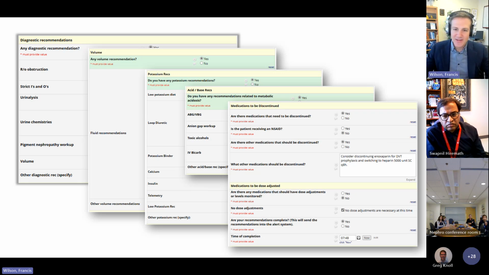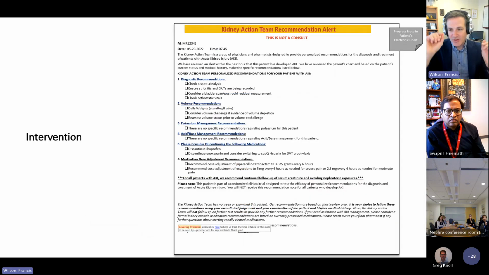Like, yes, this patient needs telemetry, which is good because it makes the Kidney Action Team more efficient, but it's also good because now I have that data in a structured format. And so I can say like, oh yeah, this person was recommended telemetry. Did they get telemetry or not? And so on. Those clicks, those check boxes are then imported into a formatted note.